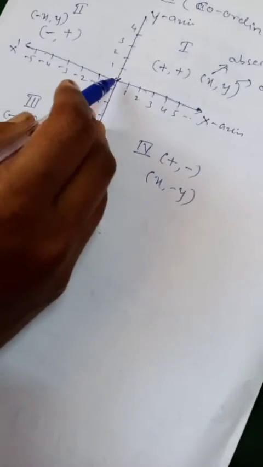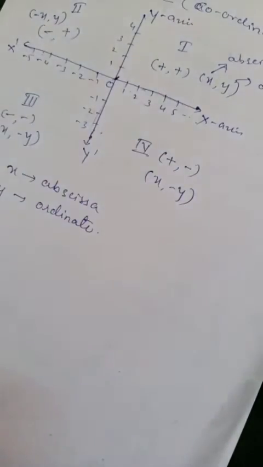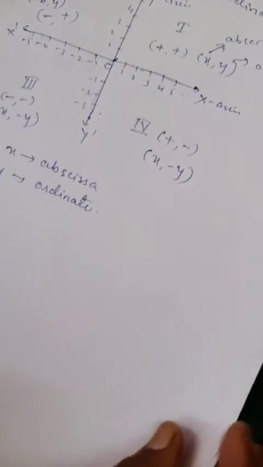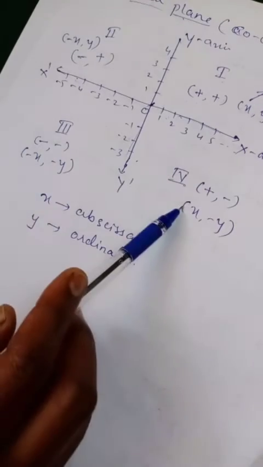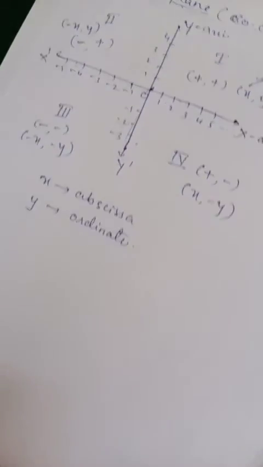So O(0, 0) is the origin. This is common for both the x and y axes. So these are the sign conventions: plus and plus for the first quadrant, minus and plus for the second quadrant, then minus and minus for the third quadrant, and plus and minus for the fourth quadrant. These are the sign conventions.